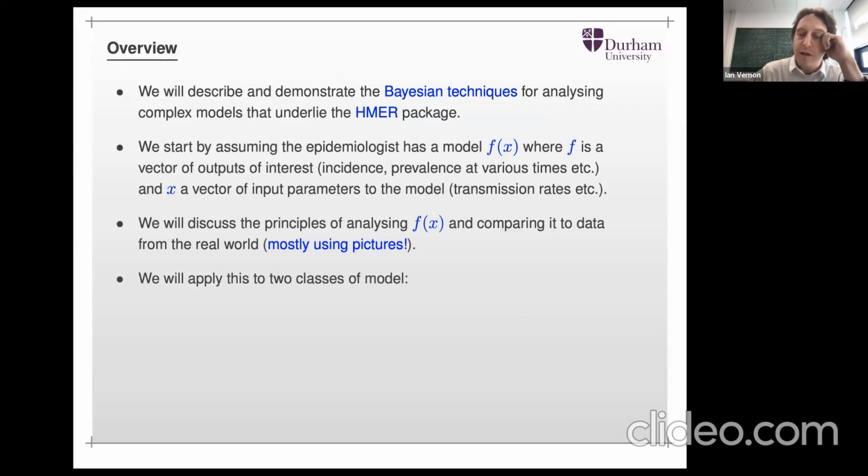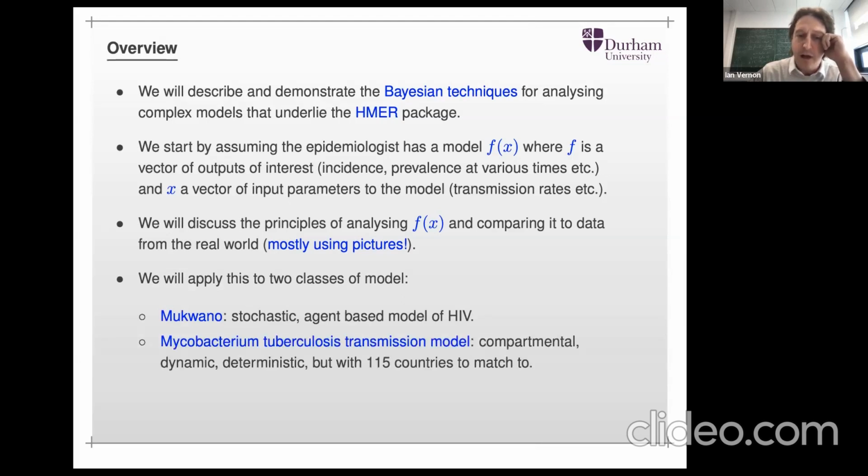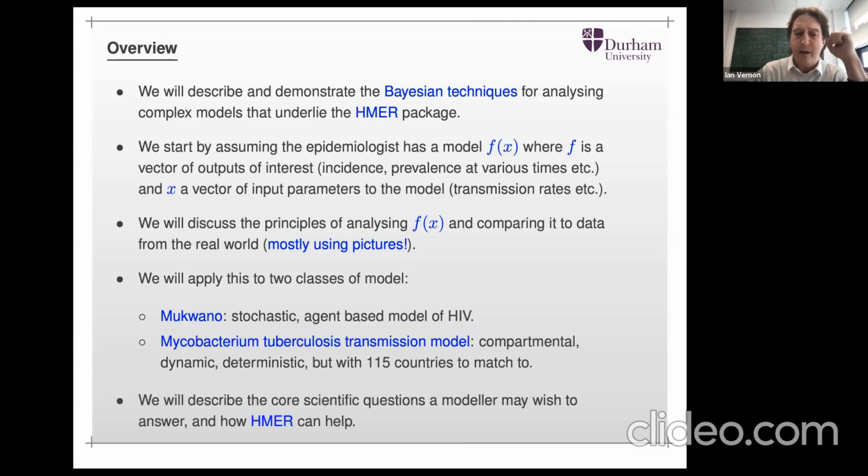So we'll discuss the principles of this using pictures, and then we'll apply it to two classes of model. One is Mukwano, which is an HIV model. Another one is a TB model that we did recently, which was done using HMER. So I'll show you that working, what it does. And we'll describe the core scientific questions a modeler may wish to answer and how HMER can help.